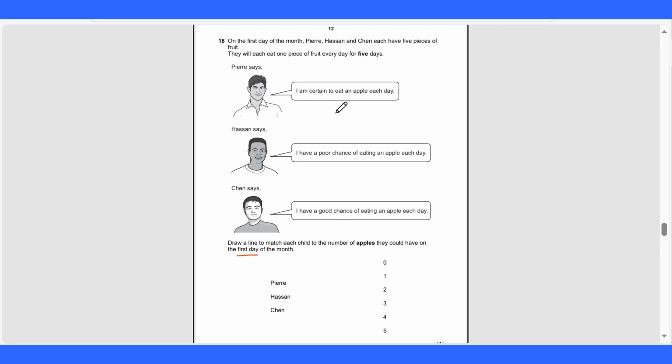Alright, let's start from Pierre. I'm certain, this is for sure. So we have to give the biggest number possible. Pierre will have the 5. Alright, draw a line to match each child to the number of apples they could have on the first day of the month. Okay.